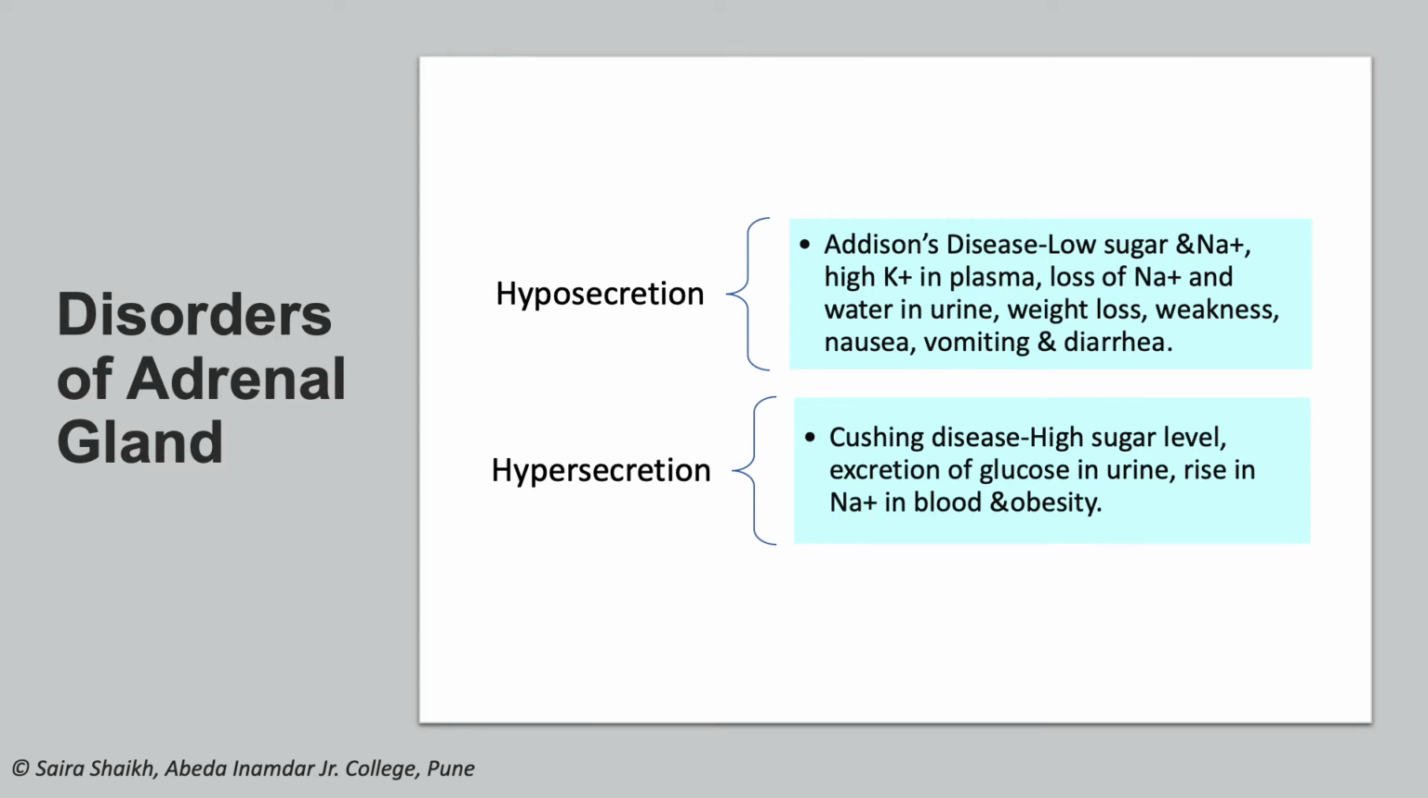Cushing disease is the disease which is produced because of hyperactivity of the adrenal gland. During the hyperactivity, the glucocorticoid secretion is high, which is responsible for the high sugar level, excretion of glucose in the urine, rise in sodium ion concentration in the blood, and it is also responsible for obesity.